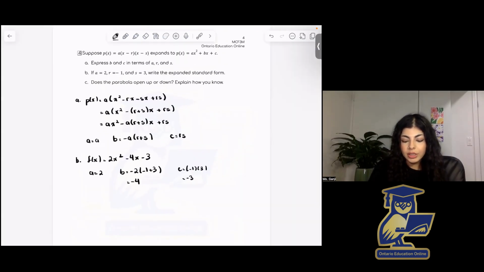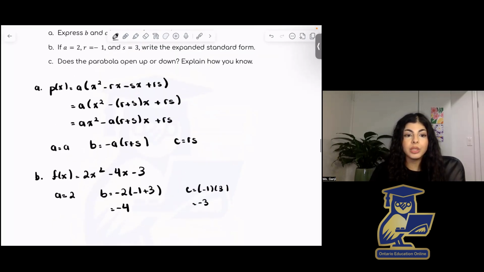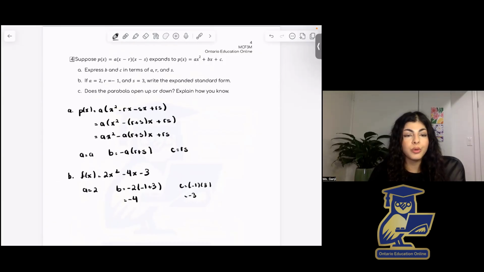And our last question, does the parabola open up or down? You can determine now from A, which is 2, and this will actually hold true for both the standard form and the factored form because A does not change. So here A is positive, so we know that it's going to open upward. So please make sure you explain that just by using A and correct mathematical vocabulary.